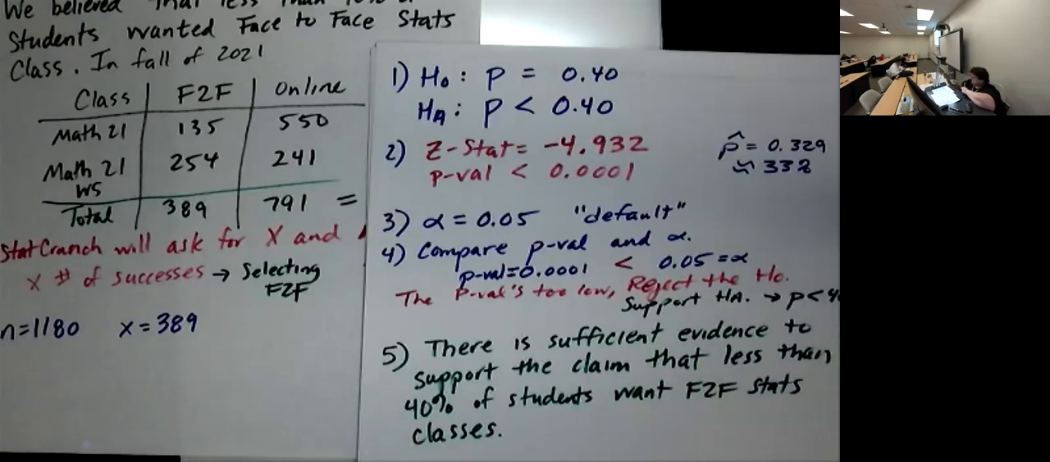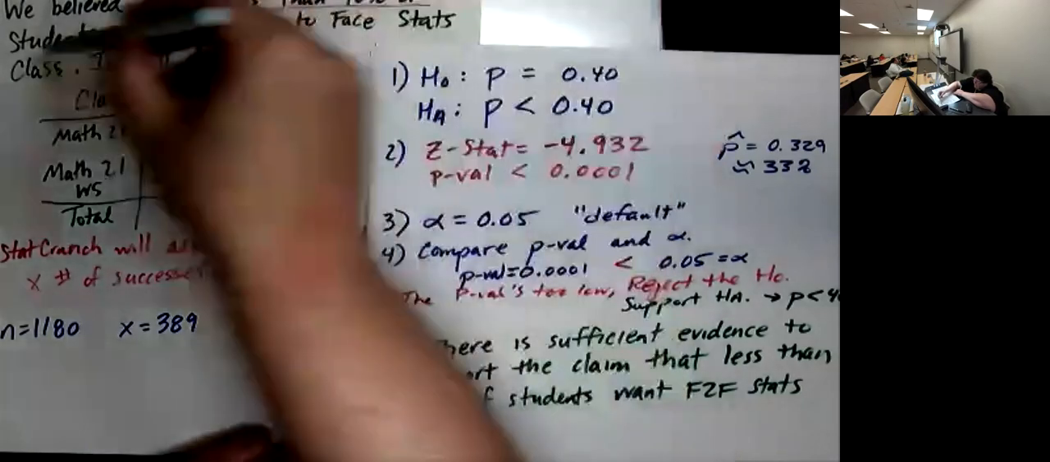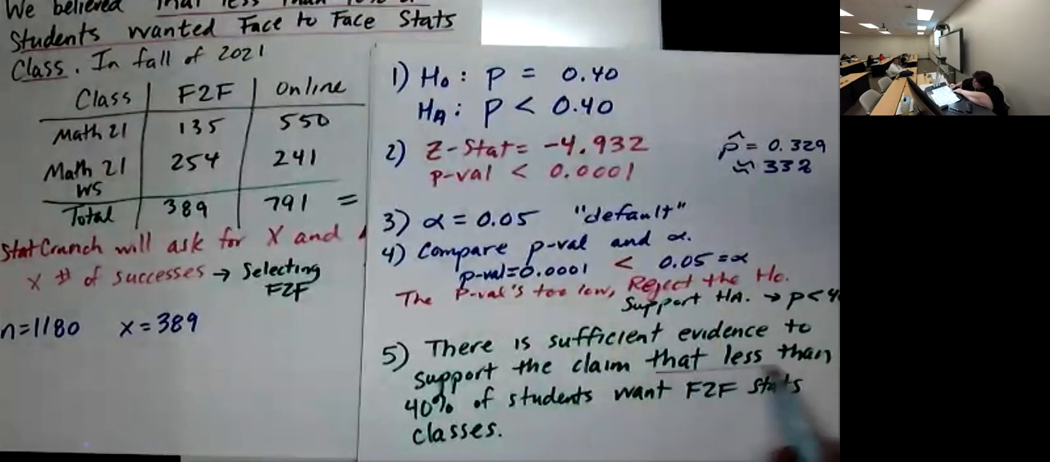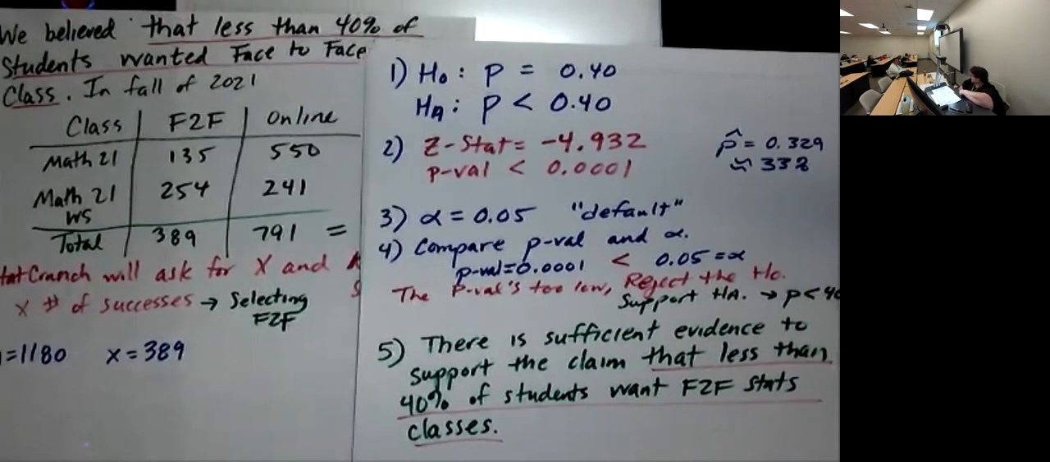Want to point out something real quick? That less than 40% of students wanted face-to-face SAS classes. I basically took the wording of the question, put it in the answer, and just said whether or not we support that idea. You guys ready for another example?